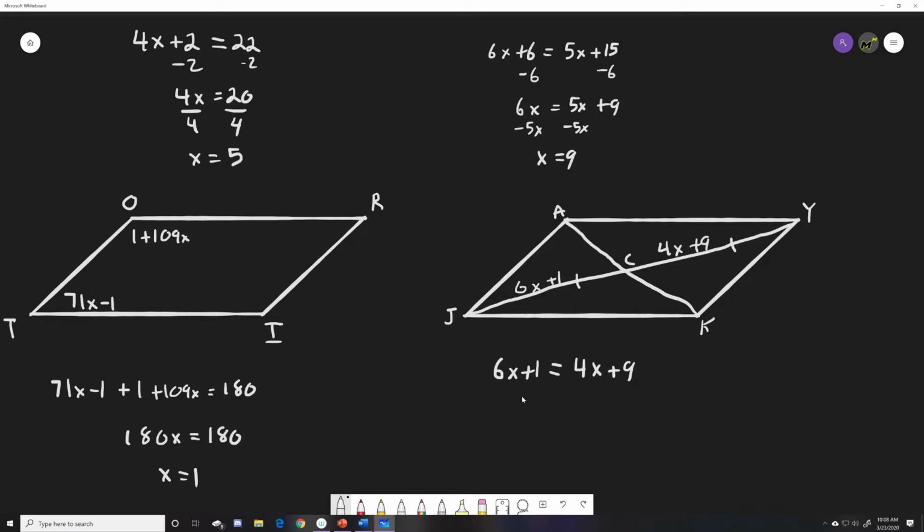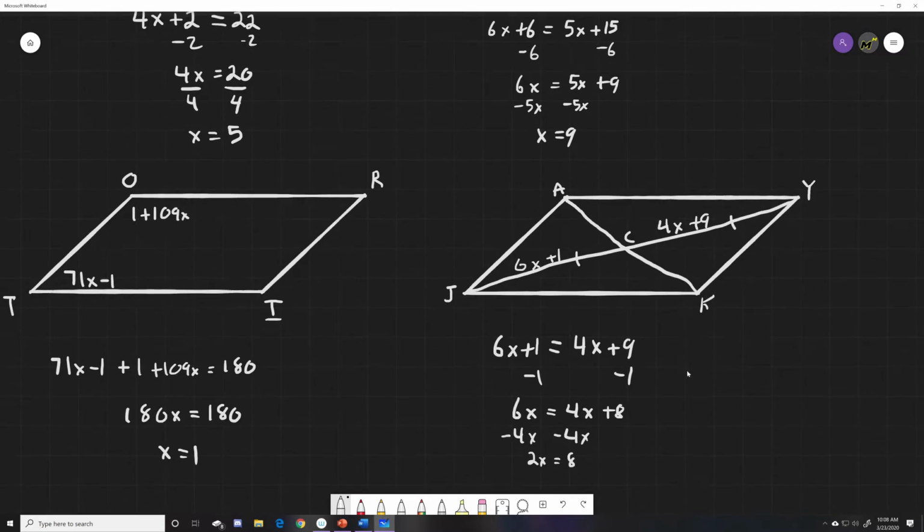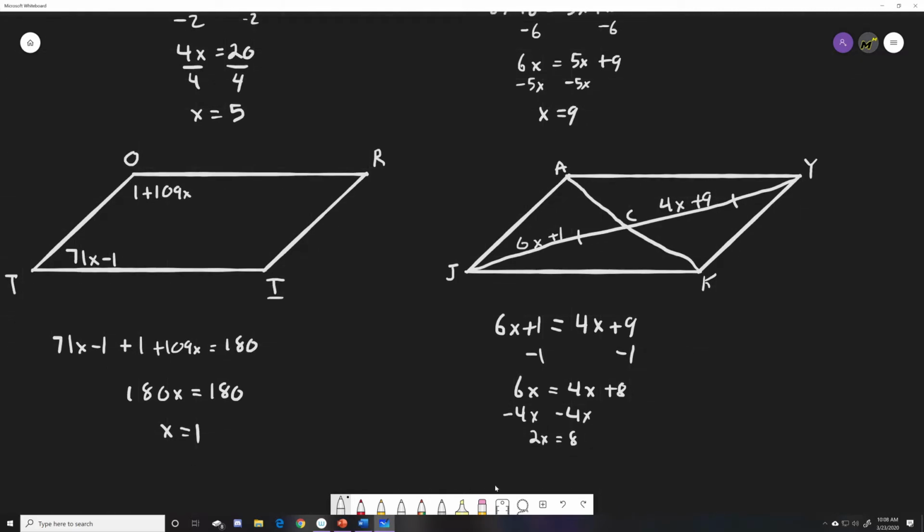Then I usually start with the numbers, so we'll subtract 1 on both sides. Leaving you with 6x equaling 4x plus 8. And then subtract 4x on both sides. Leaving me with 2x equals 8. And divide by 2, x will equal 4.